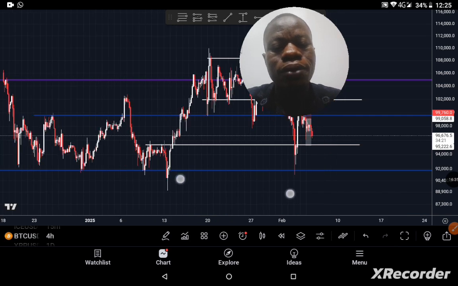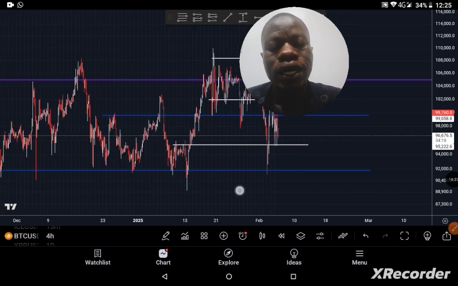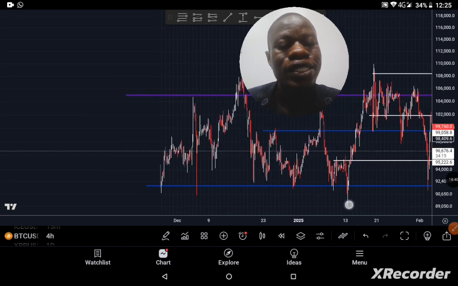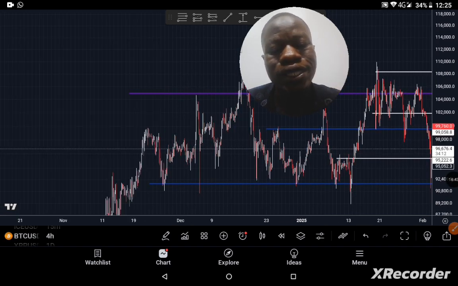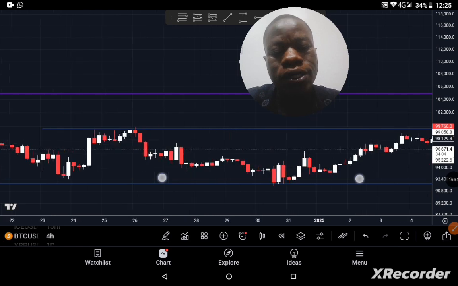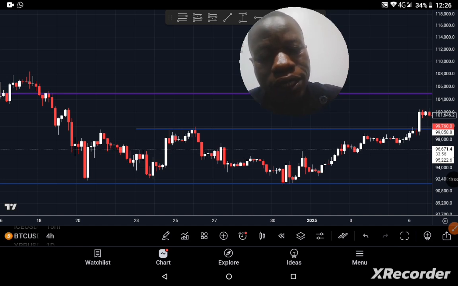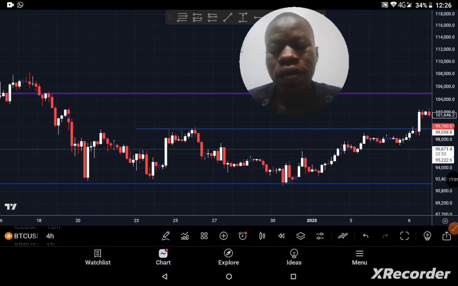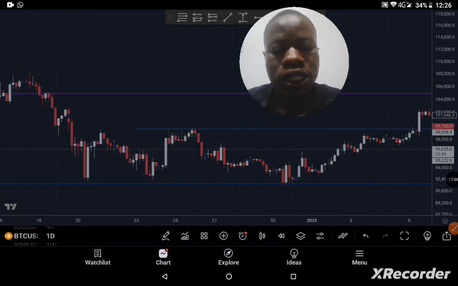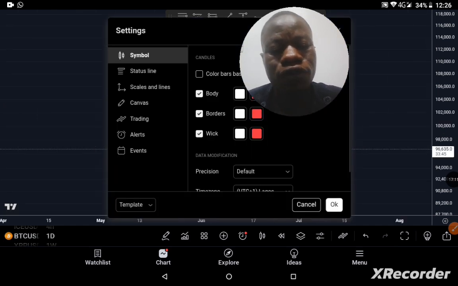What does it imply? This is the representation of how BTC has performed against USDT in the time past. Each candle that you see here represents 4 hours, the activities of BTC on the market in those 4 hours. This is 4 hours, this is another 4 hours, and this is another 4 hours. If you zoom to daily, it means each candle represents the activities of the market on a daily basis.